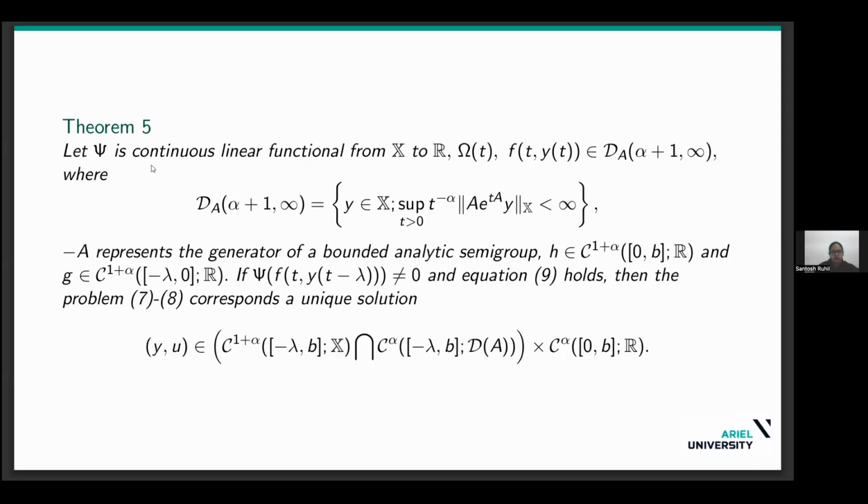So here is the theorem for the existence and uniqueness of the solution for the non-degenerate case. Here psi is a continuous linear functional from X to R, and omega(t) and f(t) lie in this interpolation space, which is defined as this, where minus A represents a generator of the bounded analytic semigroup, and h and g are in the C^(1+alpha) space. If this non-singularity condition holds, then we say that our non-degenerate problem has a unique solution, which is given by this pair.